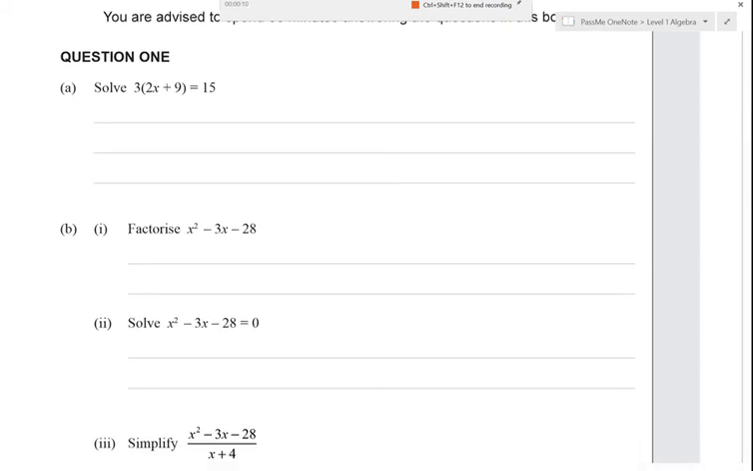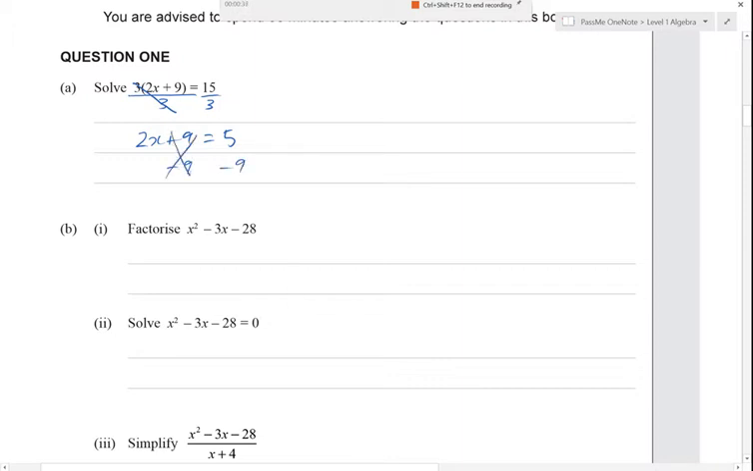And this question is asking us to solve, and there's a number of ways to do this. I think the easiest way is to start by dividing both sides by 3. The reason why I think that's easy is because that lets us eliminate that 3 out of the front and leaves us with 2x plus 9. Over here we've got 15 divided by 3, which is 5. So now our next step of working is to subtract 9 from both sides.